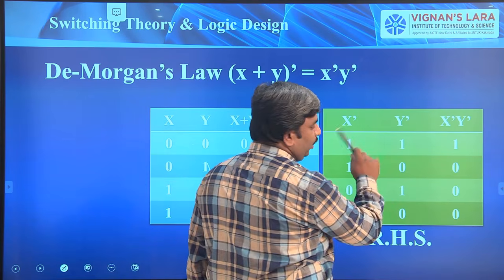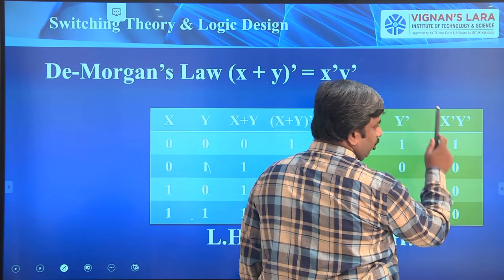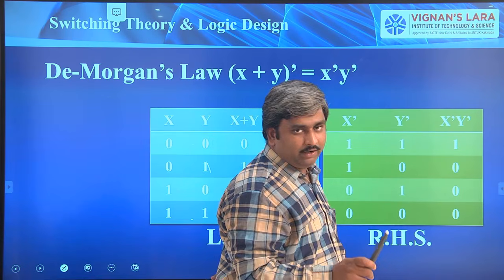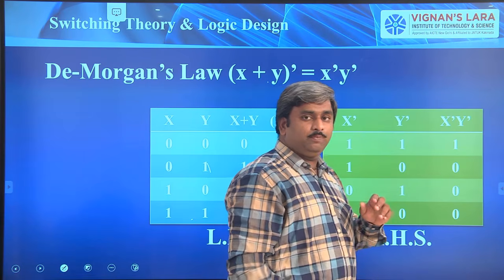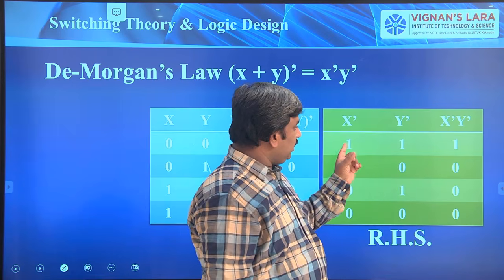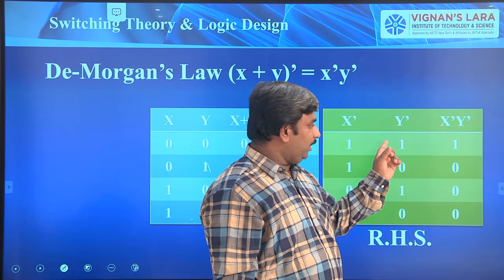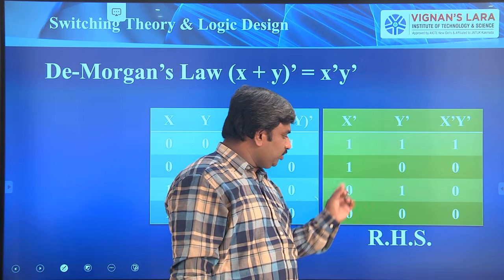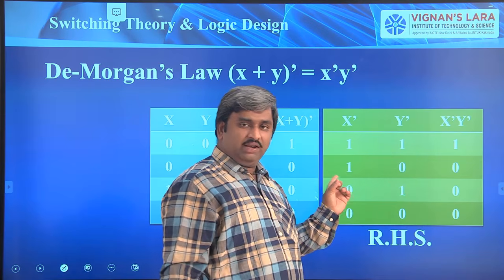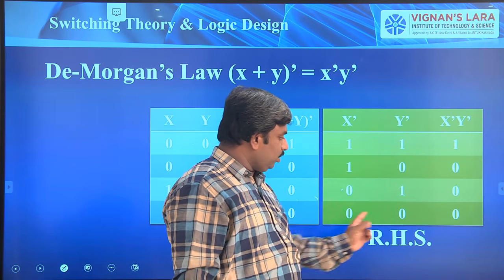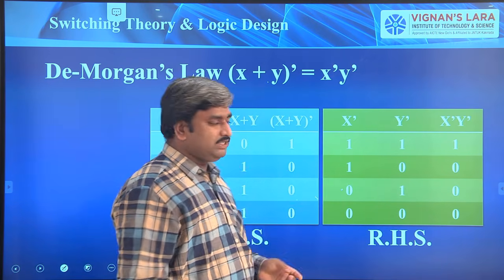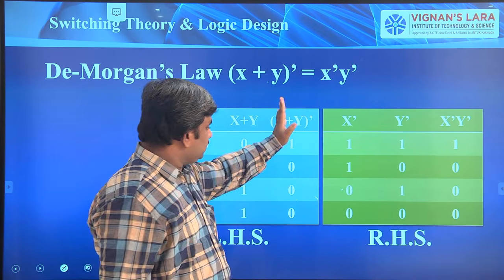Next x bar into y bar, x bar and y bar. So that is the product operation. If both inputs are 1, then only the output is equal to 1. If any one of the inputs is 0, for the AND gate, the output is equal to 0. See here, in the first combination both inputs are 1, so the output is equal to 1. In the other three conditions, any one of the inputs is equal to 0, so automatically the output is equal to 0 for the AND gate operation. So this is the RHS. This is the final value.